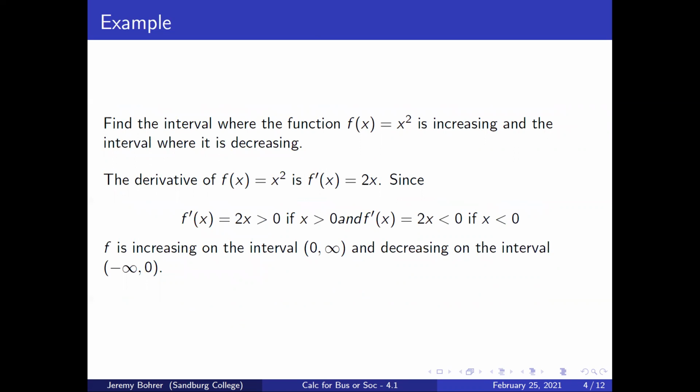Find the interval where the function f of x equals x squared is increasing and the interval where it is decreasing. The derivative of f of x equals x squared is f prime of x equals 2x. Since f prime of x equals 2x is greater than 0 if x is greater than 0, and less than 0 if x is less than 0, f is increasing on the interval from 0 to positive infinity and decreasing on the interval from negative infinity to 0.